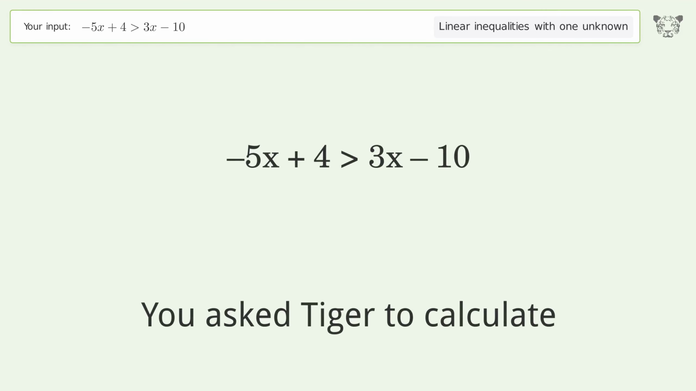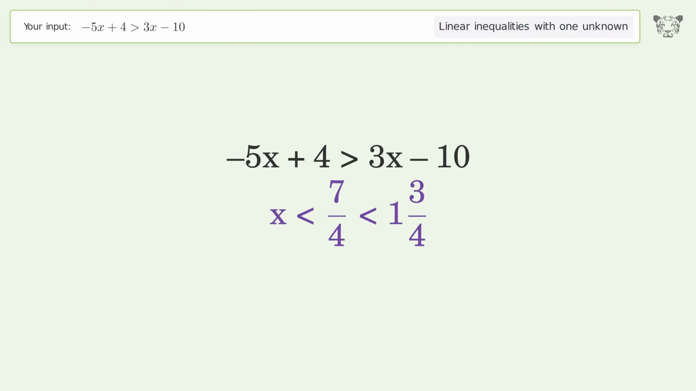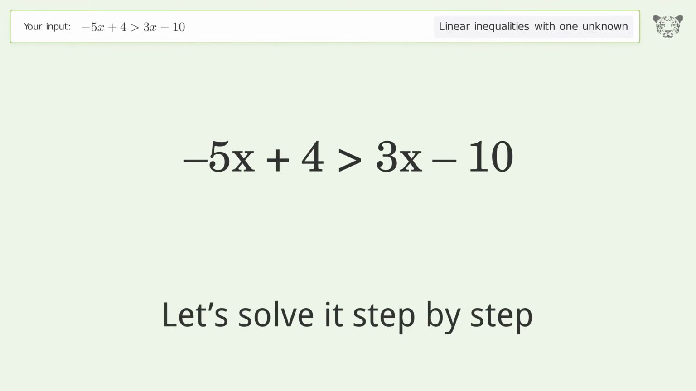You ask Tiger to calculate. This deals with linear inequalities with one unknown. The final result is x smaller than 7/4 smaller than 13/4. Let's solve it step by step.